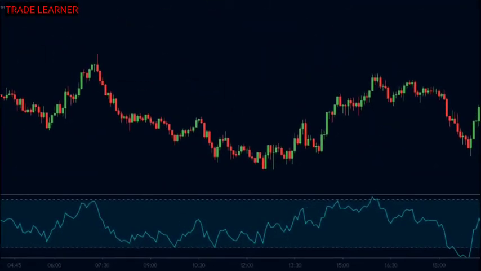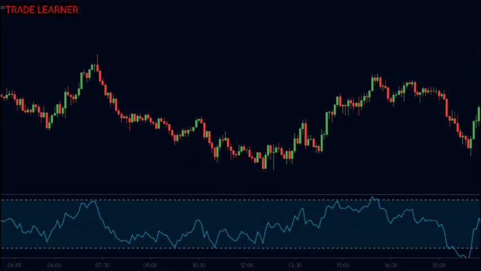Let us now look at a bullish divergence. Here we have the USD JPY chart on a 5-minute time frame. The price is in a downtrend. It is continuously making lower lows and lower highs. But if we look at the RSI, we can see that the price made a lower low here, but the RSI made a higher low. This indicates a bullish divergence.